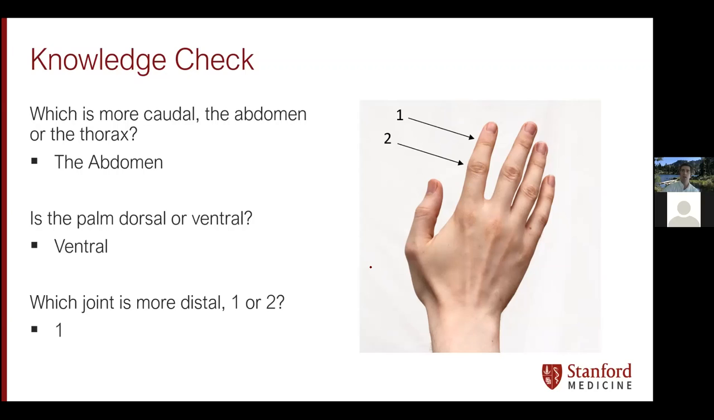And it's important to know DIP versus PIP because different types of arthritis affect those joints differently. So for instance, the DIP, or the distal interphalangeal joint, is really only affected by two diseases, which are osteoarthritis and psoriatic arthritis. Whereas the PIP is affected by a ton of different things.